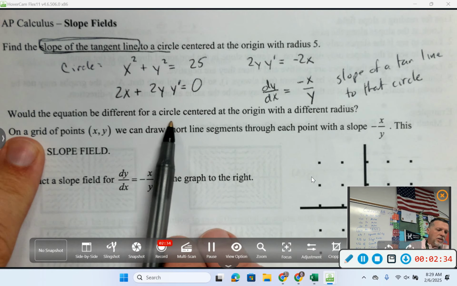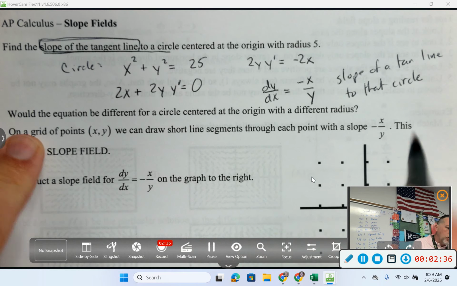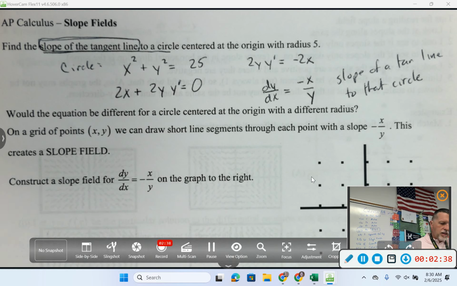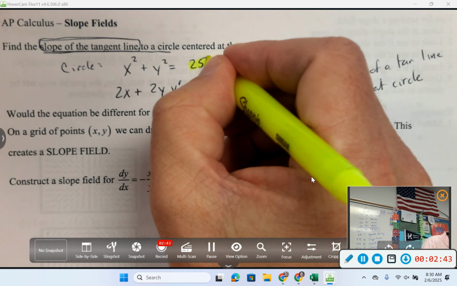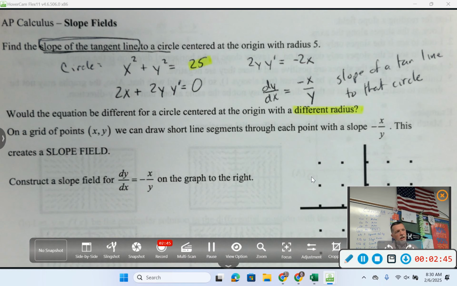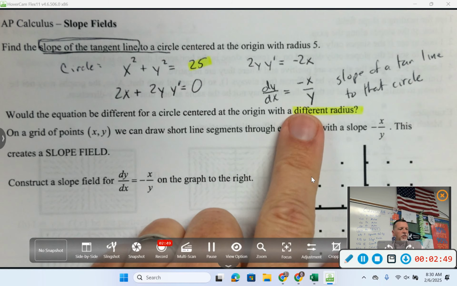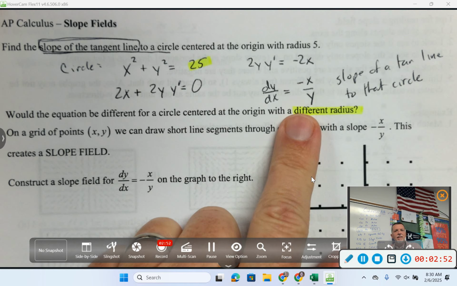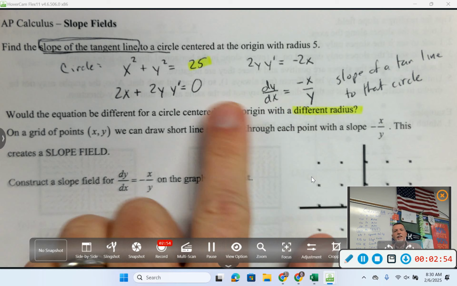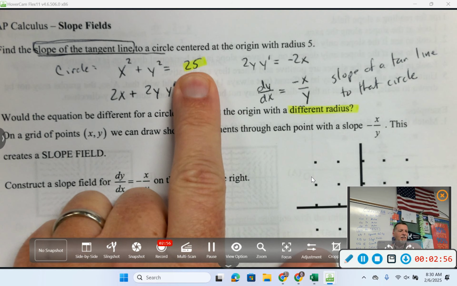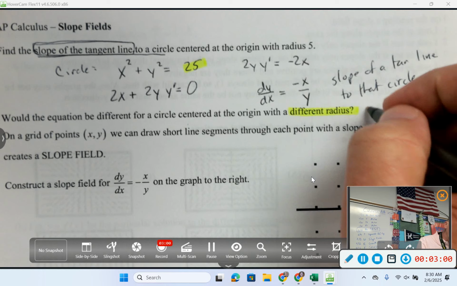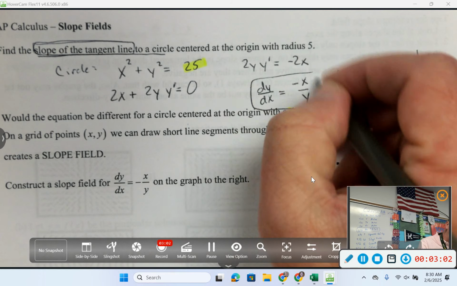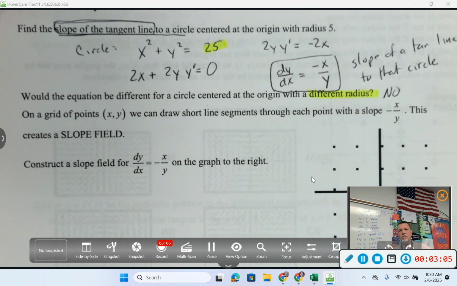Would the equation be different for a circle centered at the origin with a different radius? So let's see, a different radius would have affected the 25. So how would that have changed our eventual dy dx answer? No, because whatever constant this is, the derivative would be 0, and then the rest of the problem would be the same. So no, radius wouldn't matter. We'd still have that as our dy dx.